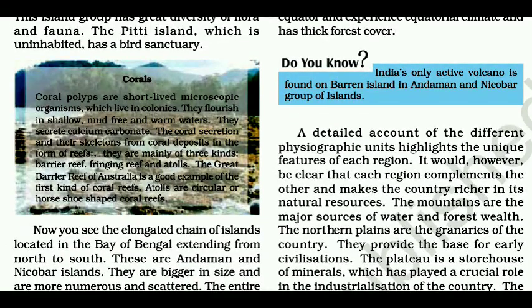Now we will talk about corals. Coral polyps are short-lived microscopic organisms which live in colonies. They flourish in shallow, mud-free and warm waters. They secrete calcium carbonate, and their skeletons form coral deposits in the form of reefs. They are mainly of three kinds: barrier reef, fringing reef and atolls. The Great Barrier Reef of Australia is a good example of the first kind of coral reefs. Atolls are circular or horseshoe-shaped coral reefs.